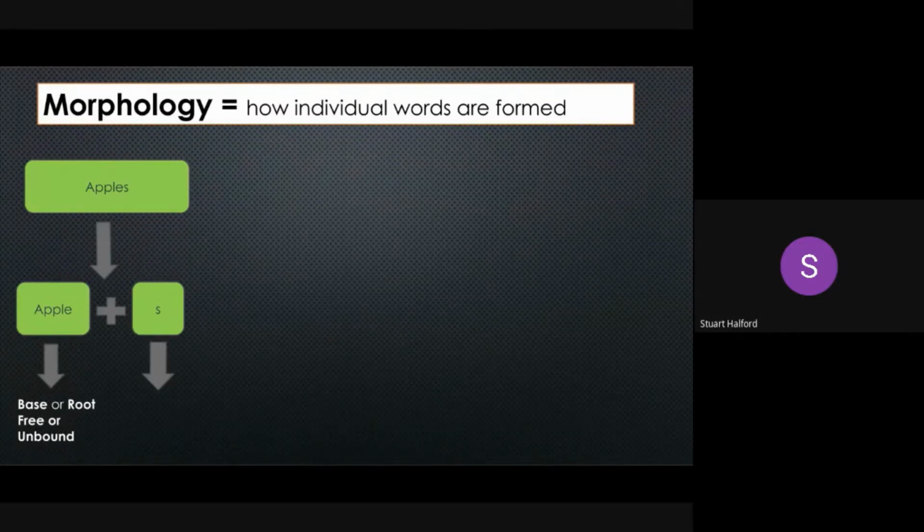Now, the S, what does that do? It's an additional part, and usually this does something to the word. It performs some kind of function on the word. And in this case, obviously, it's making the object, the apple, plural, but it can't exist on its own. We don't walk around going S. So because its meaning, its function is bound up with the root word, we call it a bound morpheme.